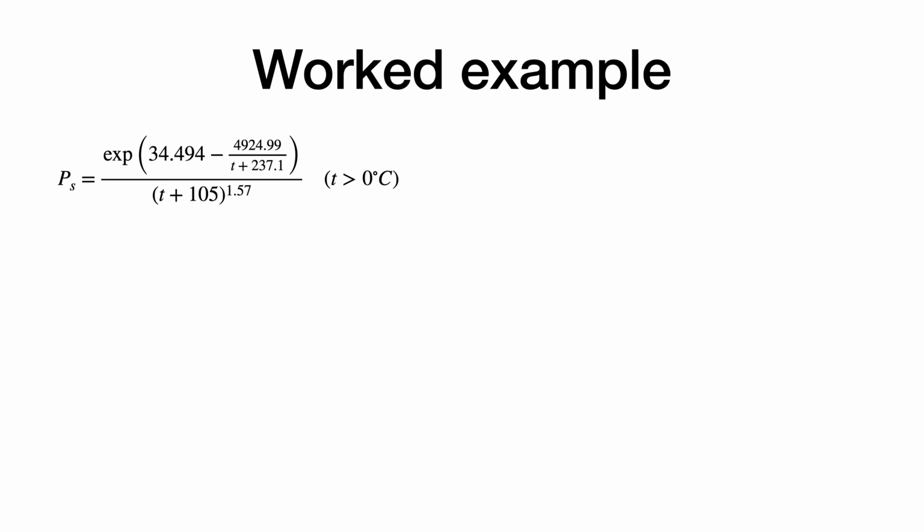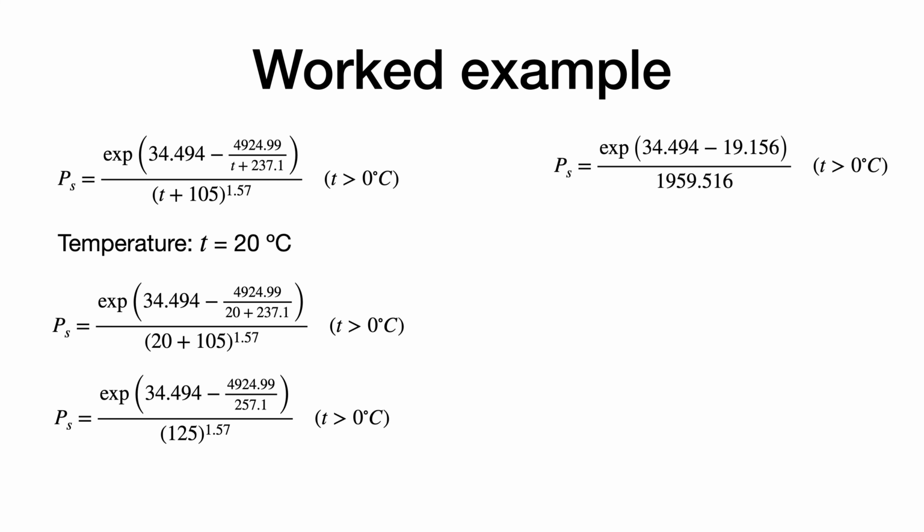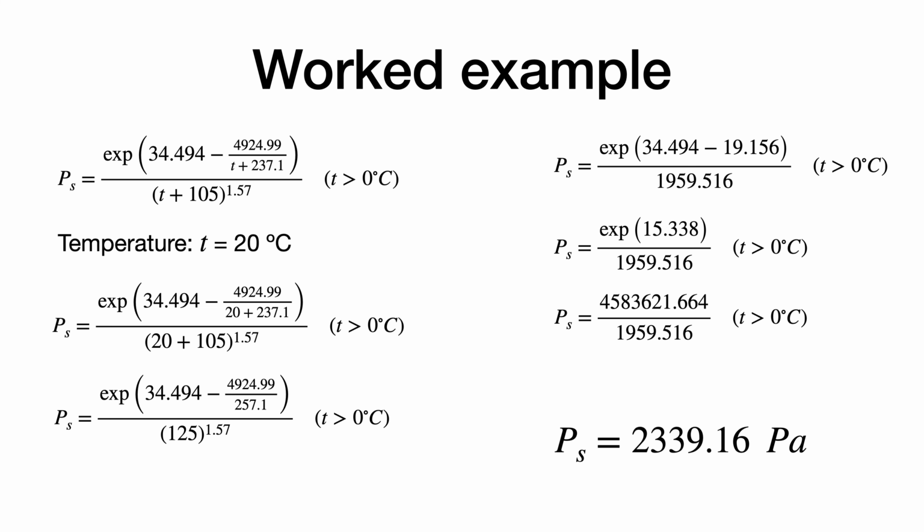Here's our equation again. It looks quite complicated, but it's not as complicated as it first appears. The temperature is 20 degrees centigrade, and we just put that 20 into the equation for T. When we do that, the equation now becomes this. We then start to solve the equation using BODMAS, PEDMAS, whatever you want to call it, and basically we just walk through the calculation. At the end we come out with a saturation pressure of 2,339.16 pascals. So that is the saturation vapor pressure for air at 20 degrees centigrade.